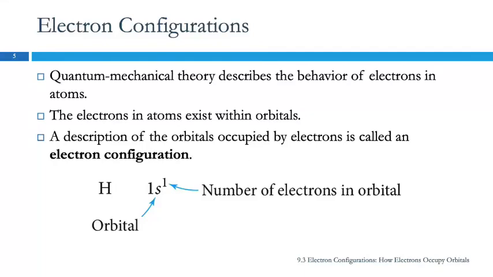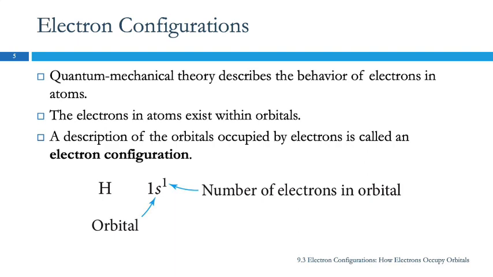So quantum mechanical theory describes the behavior of electrons in atoms. We've been talking about how electrons behave like waves, and they behave like particles, and they occupy these strangely shaped areas called orbitals. So an electron configuration is what we call a description of the orbitals that are occupied by electrons in a given atom. If we look at a hydrogen atom, it has one electron, right?